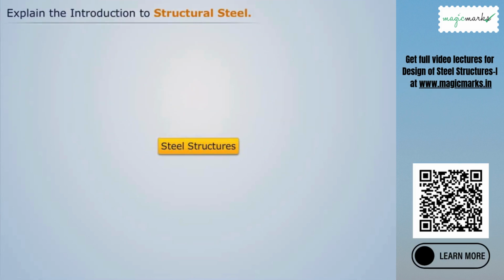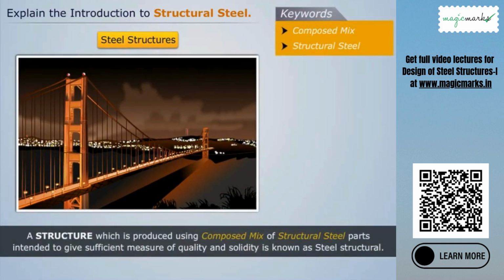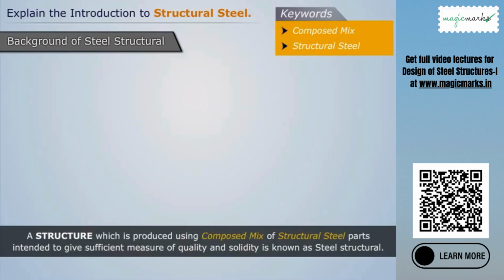For designing steel structures, we ought to know what steel structures are. A structure which is produced using a composed mix of structural steel parts, intended to give a sufficient measure of quality and solidity, is known as a steel structure. Before talking about it further, we must know the background of structural steel.